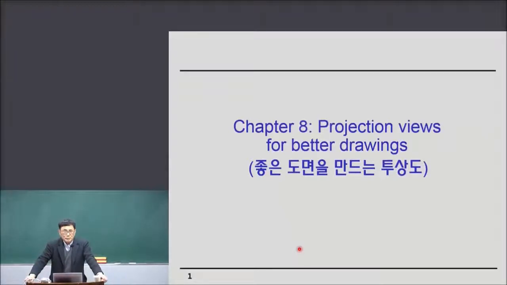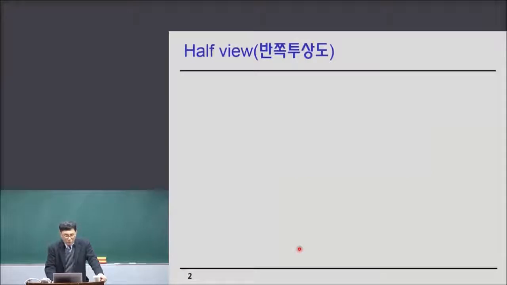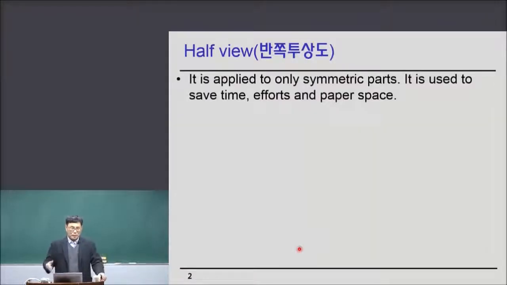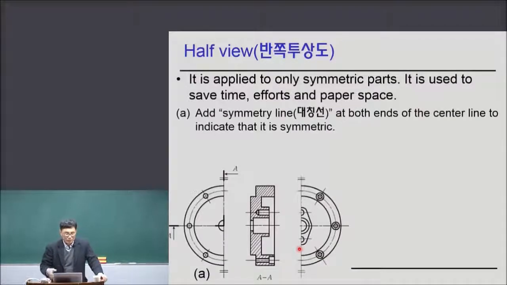In this lecture, you can also understand that observing perfect projection rules does not necessarily make a best part drawing. One example is the half view. Half view is applied only to symmetric parts, and it is used to save time, effort, and paper space, because, as you see in this figure, the part is symmetric referring to the center line.